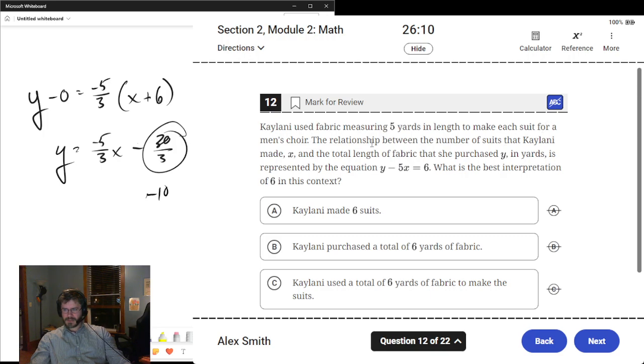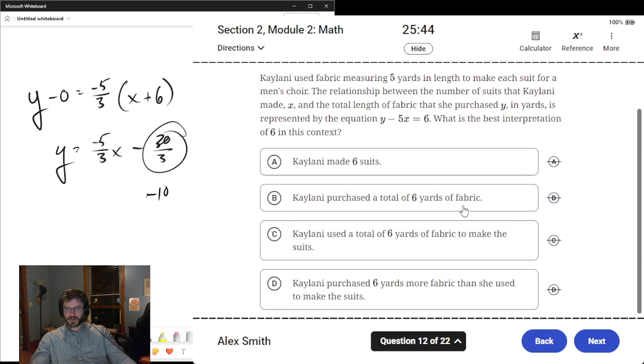5 yards for a suit for men's choir. Total length of the fabric she purchased, y yards, is represented by that. What's the best interpretation of 6 in this context? So 5 yards for each suit. So x is each suit that's made, 5 is the number of yards, number of suits, and the total length she purchased, y. So 6 is how much is left over. 6 more yards of fabric than she used.